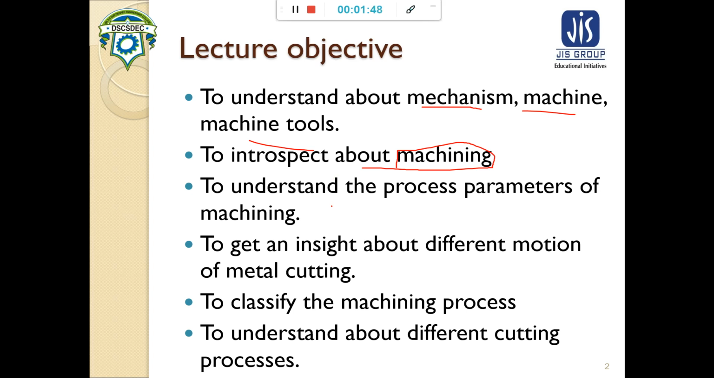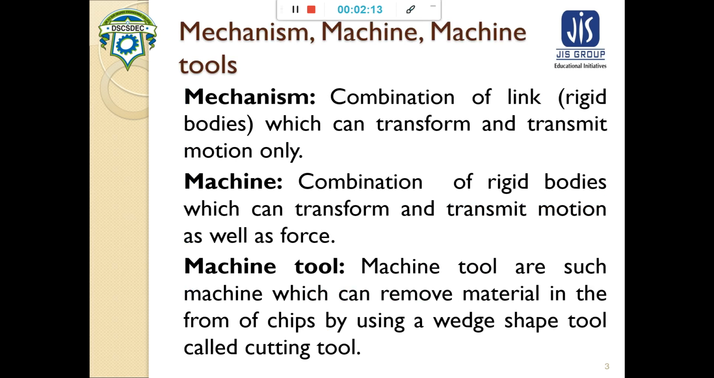Then after that we will understand the process parameter for machining. Then we will get an insight about different cutting motion or different motion of metal cutting. Then we will classify the material machining processes, and we will understand about different cutting processes. These are the lecture objective. Now, so first, mechanism, machine and machine tool.